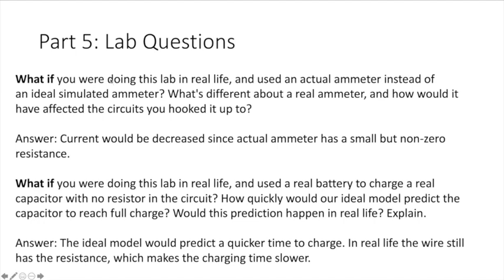And my answer to the first lab question is that current would be decreased since the actual ammeter has a small but non-zero resistance. And my answer to the second lab question is that the ideal model would predict a quicker time to charge. In real life, the wire still has a resistance, which makes the charging time slower.